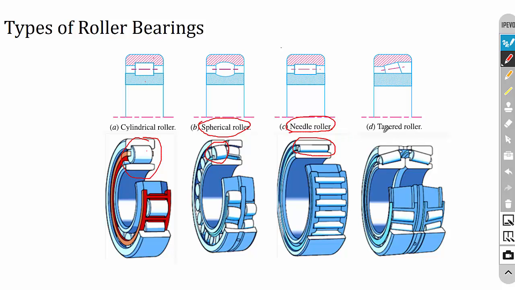Then the tapered roller bearing. Here the roller will be kept in a tapered position. This is used for high thrust load carrying applications. So these are all the various types of ball bearings as well as roller bearings.